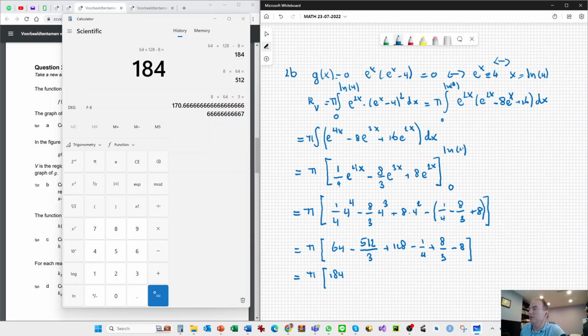I can either put this on a common denominator of 12, or let me first evaluate these two. So minus 512 plus 8 is 504. And that's divisible by 3 actually. 5 plus 4 is 9, since the sum of the digits is divisible by 3. So this is 168. So I combine these two, but I still have my quarter here.